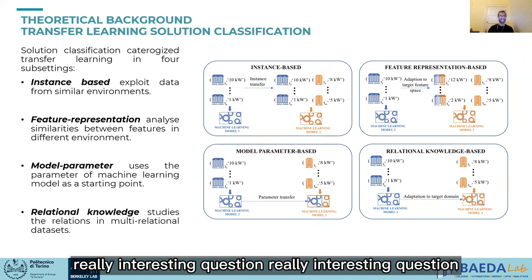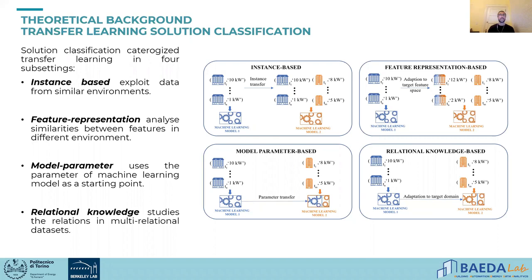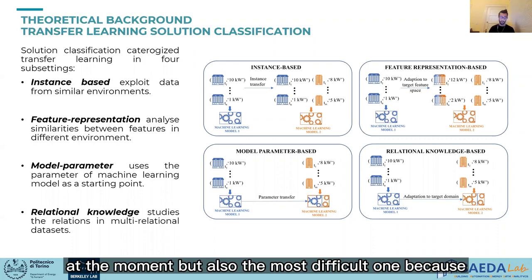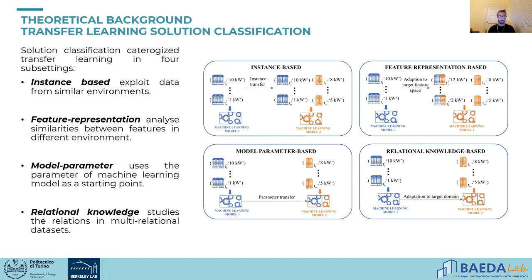Really interesting question. I have to say, we are currently also studying it with a colleague of mine that just started this kind of research. I will say it is the most interesting topic at the moment, but also the most difficult one, because transfer learning application in system control is really dependent on data availability and on the fact that you should ensure a safe control policy. So as long as you produce a safe control policy, it should be fine to transfer knowledge.